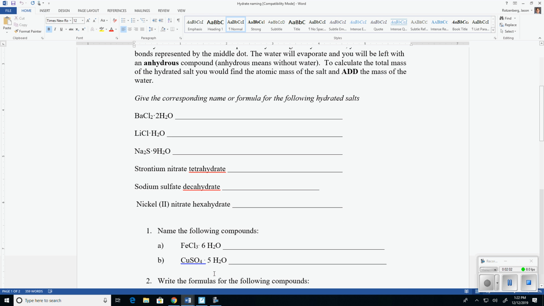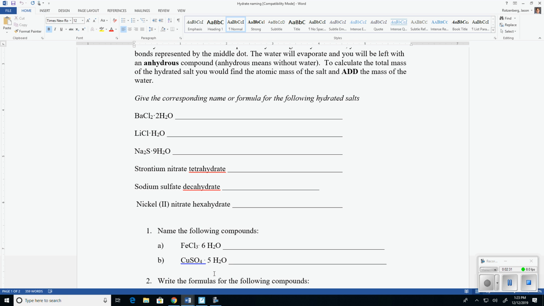So, halfway down are some examples. The good news is, I don't have to give you a new sheet or anything like that to figure this out. Take it part by part. The first formula on the sheet says BaCl2.2H2O. That dot represents that there's two waters loosely bonded to that BaCl2. Just name the part prior to the dot to begin with.